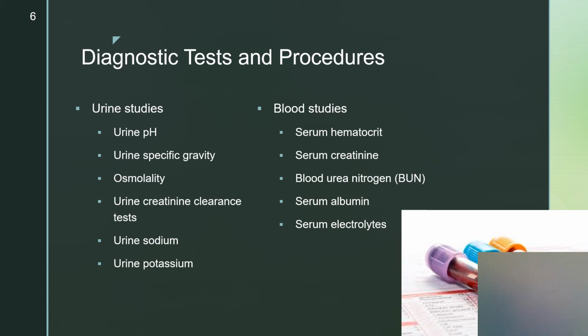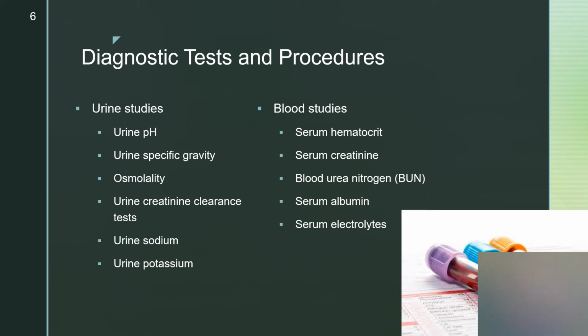The specific gravity measures urine concentration, fluid balance, and also reflects renal function. A high specific gravity will indicate concentrated urine and fluid volume deficit, but older adults don't concentrate urine as well, and they may have a low or normal specific gravity even when they're dehydrated.